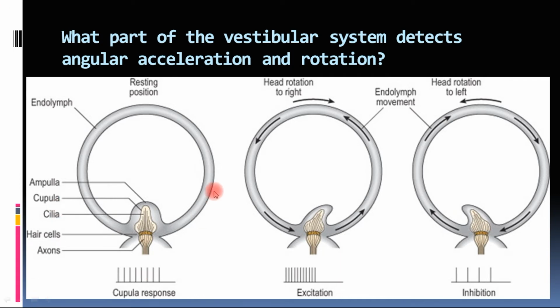As you can see, the angular rotation, the head rotation to the right and the head rotation to the left will be detected by the cresta ampullaris, which is present in the semicircular canal.